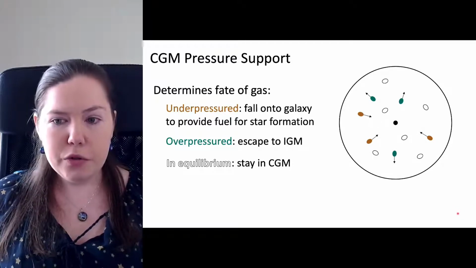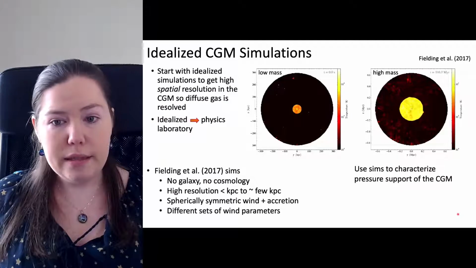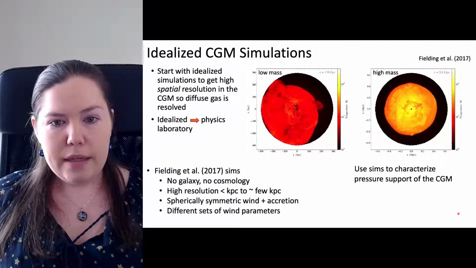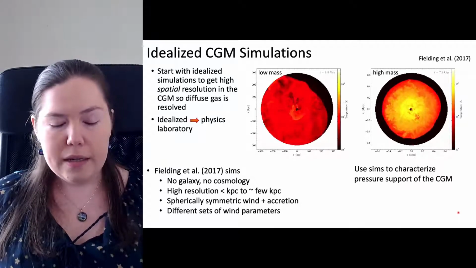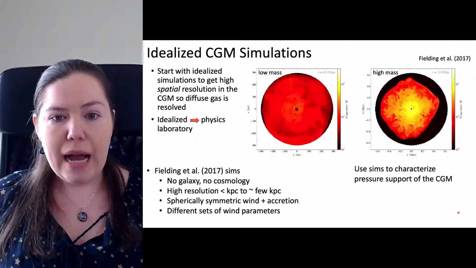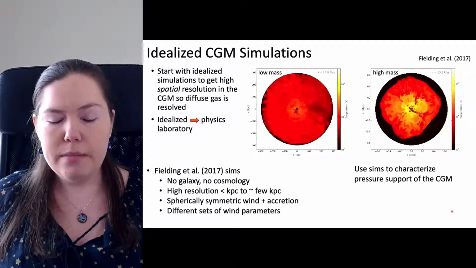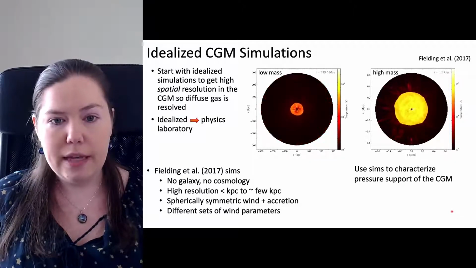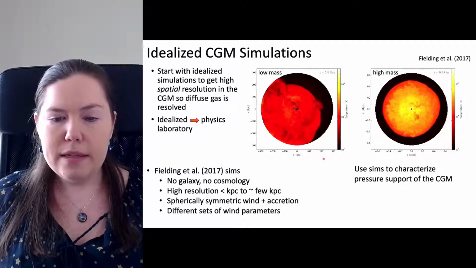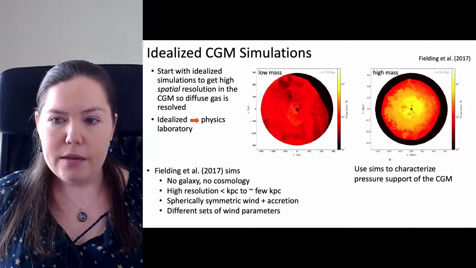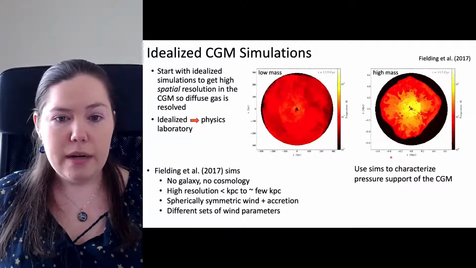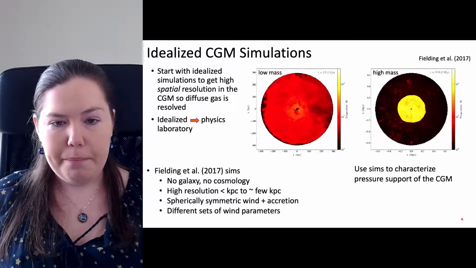In order to assess the pressure support of gas within the CGM in realistic simulations, I used Drummond Fielding's 2017 idealized simulations, where the galaxy is not being simulated at all. It is just a black box in the center of the domain, and there is no cosmological evolution. But these simulations can get to very high resolution within the CGM that allows them to track the important dynamics on small scales of the gas there. In particular, there are two different halos that I'm looking at here. There's a low mass 10^11 solar mass halo, and a high mass, roughly Milky Way mass 10^12 solar mass halo. So we want to use these simulations to characterize the overall pressure support of the gas in the CGM.